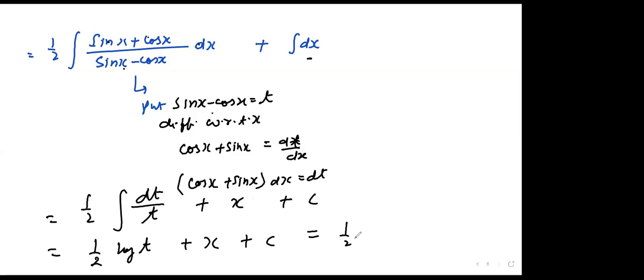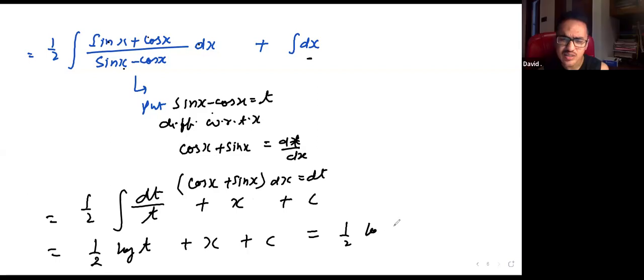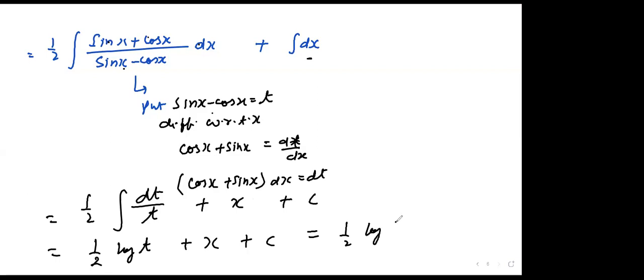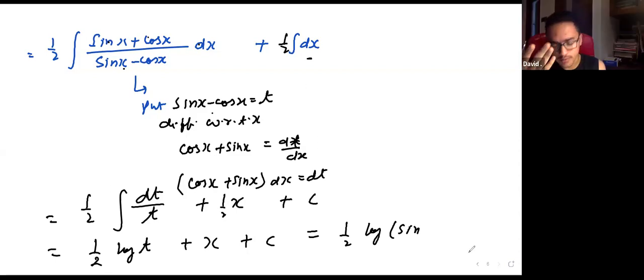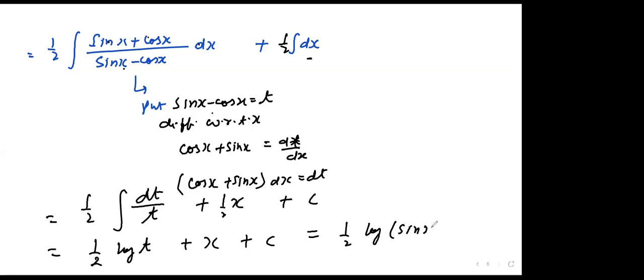So that becomes half log t. T is what? Sine x minus cos x. And here it was half x, in fact. Half was there. Yes, sir, half. So half log of sine x minus cos x, plus half x plus c. This will be the answer.